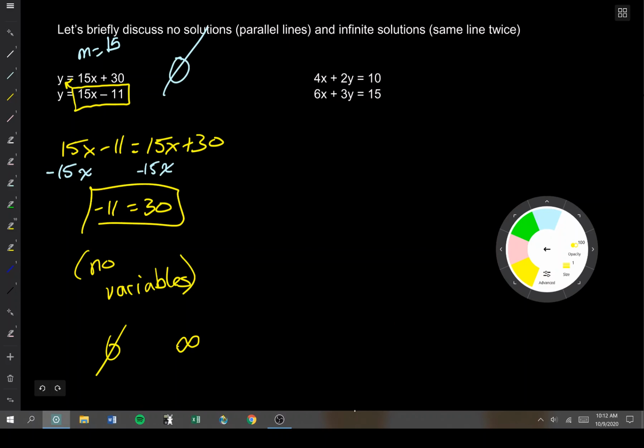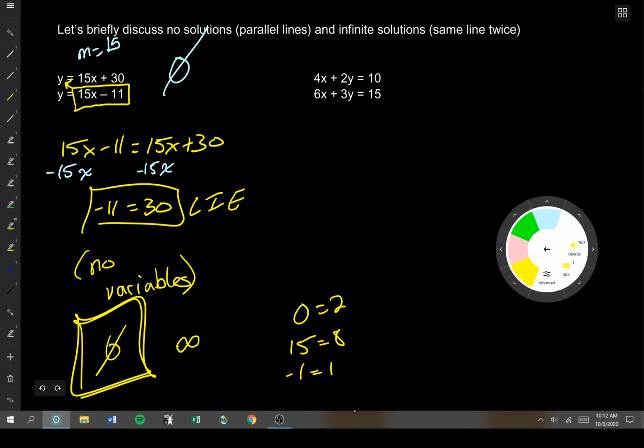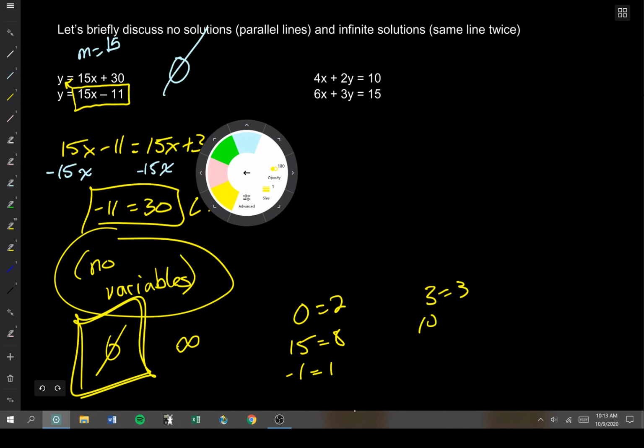This is a lie. Just so you know, negative 11 is not the same as 30. Negative 11 does not equal 30. This is a lie. If you're being lied to, no solutions. If you have something like 0 equals 2, 15 equals 8, negative 1 equals 1, some non-true statement without a variable, that's key, there's no variable left, it's going to be no solutions. If you get a true statement, like 3 equals 3, 10 equals 10, 0 equals 0, and again, there's still no variables anywhere, then this will have infinite solutions. Okay, this is no solutions, this is infinite solutions.